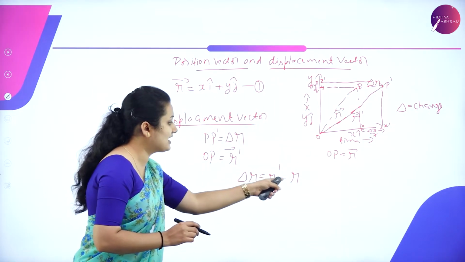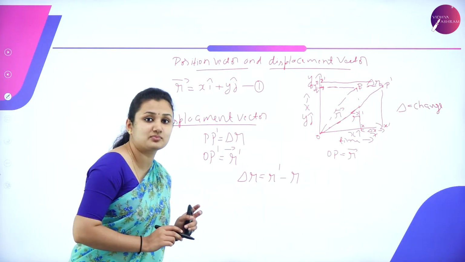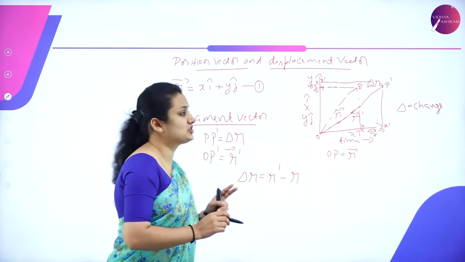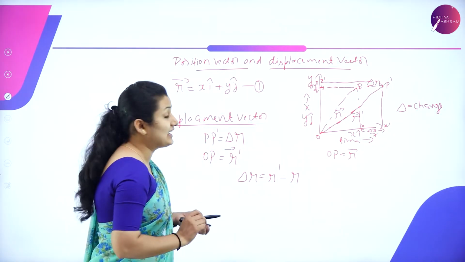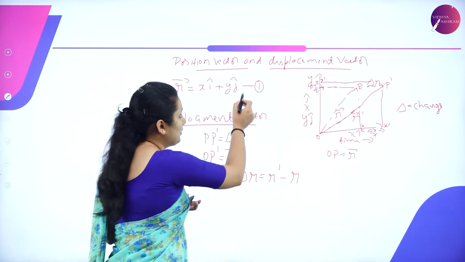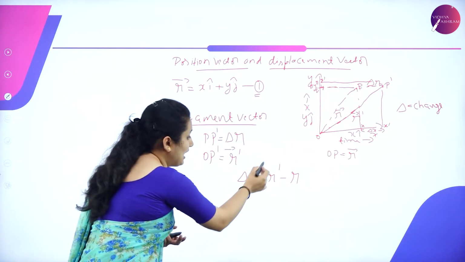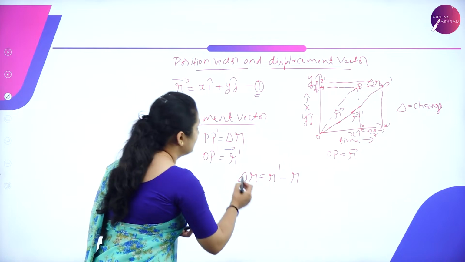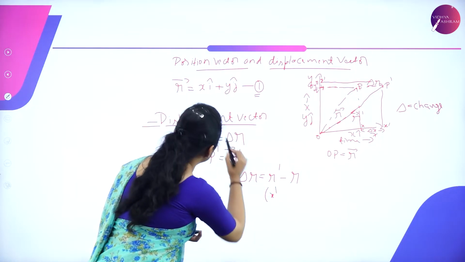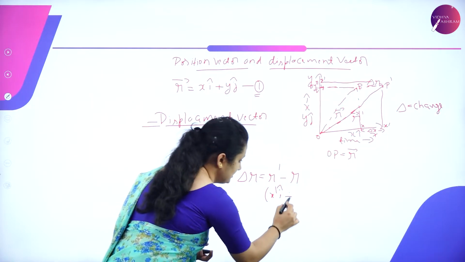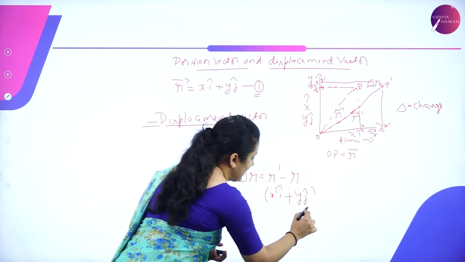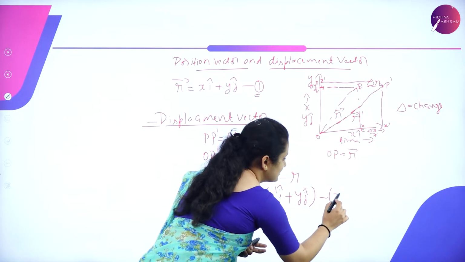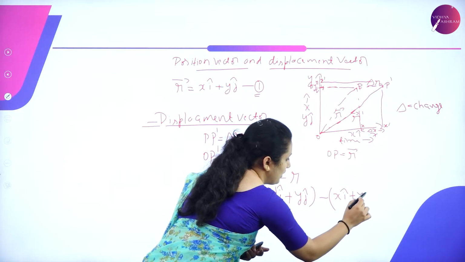So R dash minus R will give me the displacement vector delta R: final position minus initial position. We know what R is. It is x i cap plus y j cap. That is equation 1. Using equation 1, I will solve for the displacement equation. What is your delta R? It will be x dash i cap plus y dash j cap minus R, which is the position of P. That is not x dash, but x i cap plus y j cap.